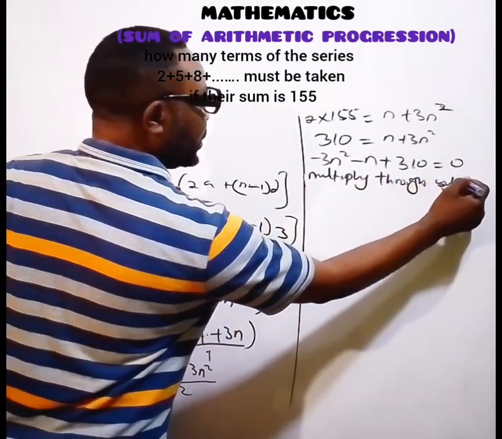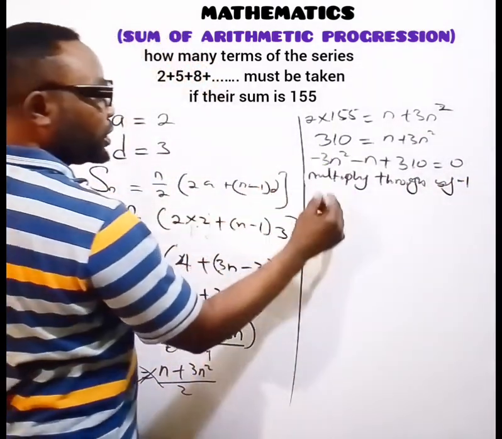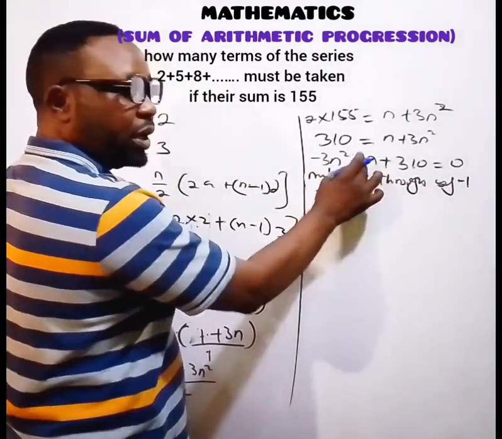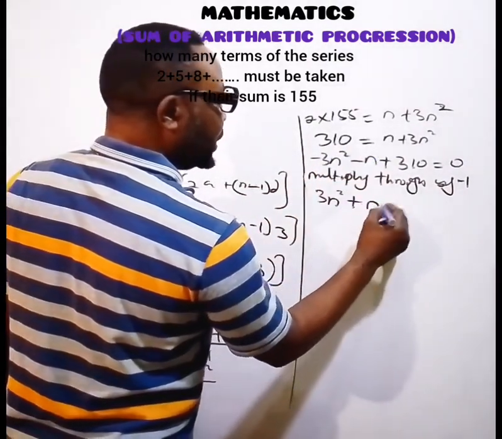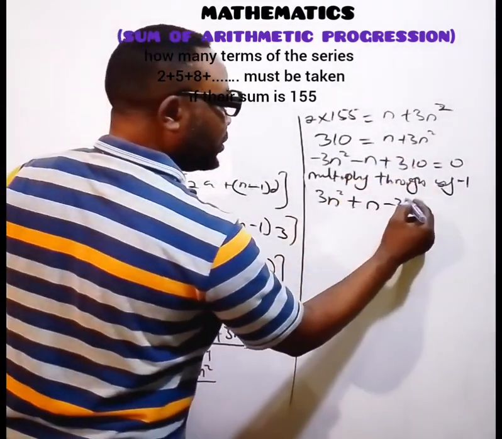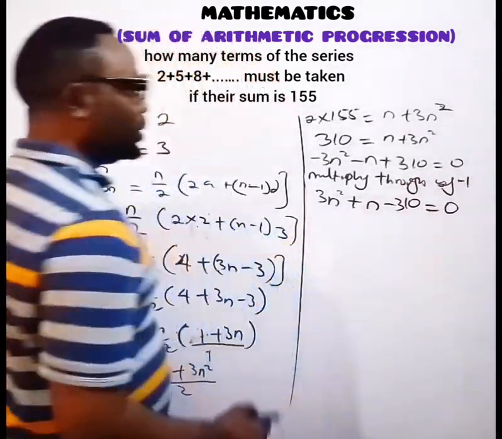by minus 1. So here we multiply by minus 1, it will give us 3n squared. It becomes positive. When we multiply this one too by minus 1, we get plus n. When we multiply this by minus 1, we get minus 310 is equal to, multiply this by minus 1, we get 0. It's solved.